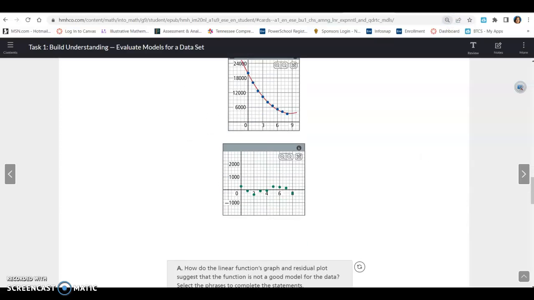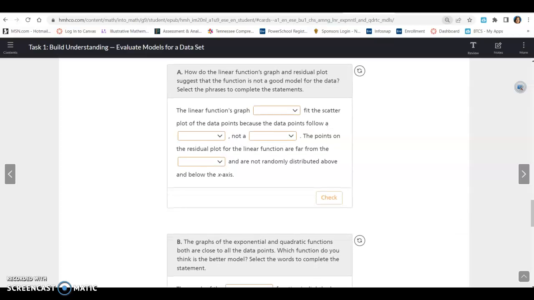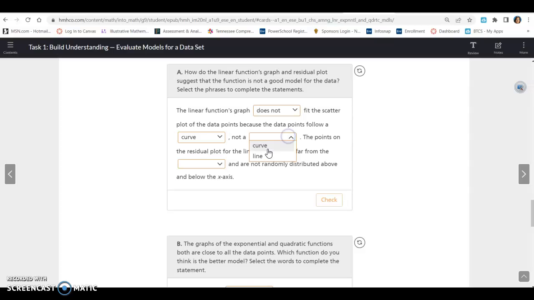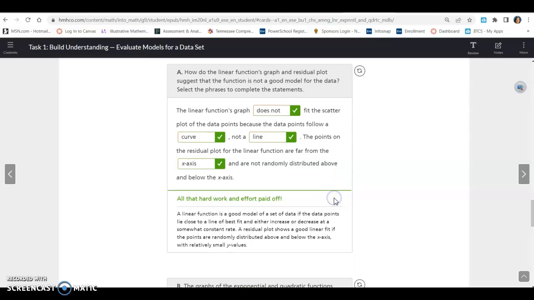All right, so let's see what the questions ask. It says, how do the linear function's graph and residual plot suggest that the function is not a good model for the data? Select the phrases to complete this statement. The linear function does not fit the scatter plot of the data points because the data points follow a curve, not a line. The points on the residual plot for the linear function are far from the x-axis and are not randomly distributed above and below the x-axis. So that just says basically that that's why the linear function did not work. Okay?